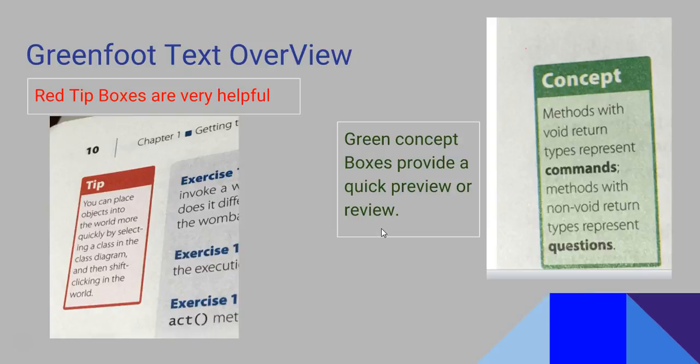There are red tip boxes throughout the book that are very helpful. This is the first one that many people often glance over, but it's on page 10. You can place an object in the world more quickly by selecting a class in the class diagram and then shift clicking in the world.